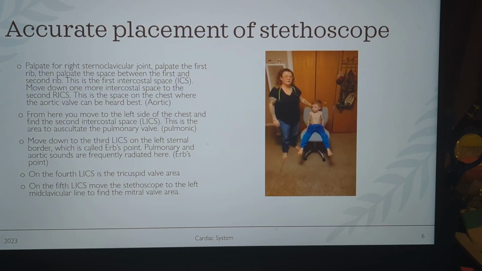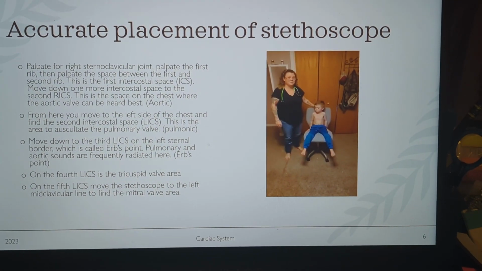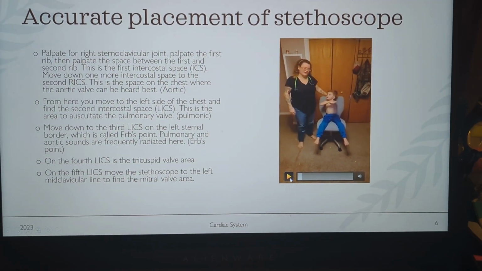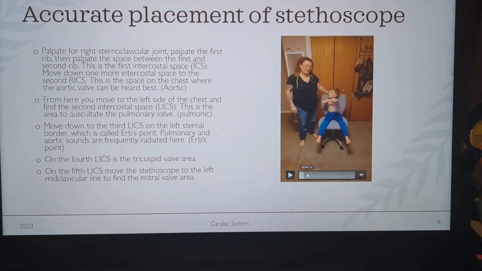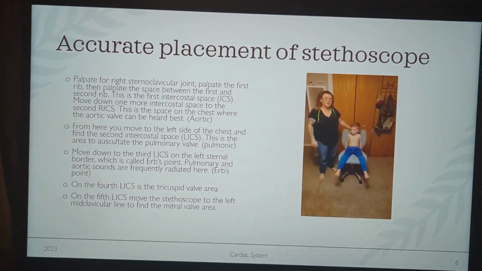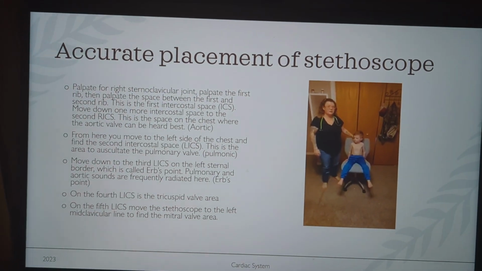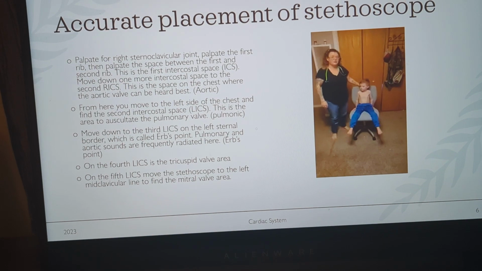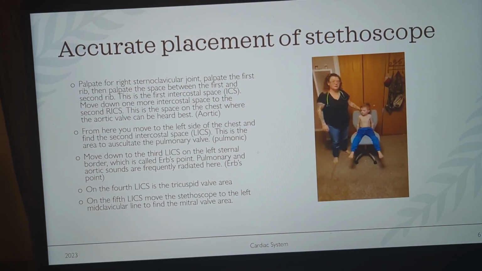Accurate placement of stethoscope. Palpate for right sternal. So today we're going to be listening to the heart points on the body. So you're going to look for the 5 points. That is the aortic, the pulmonic, the Erb's point, tricuspid, and mitral valve.